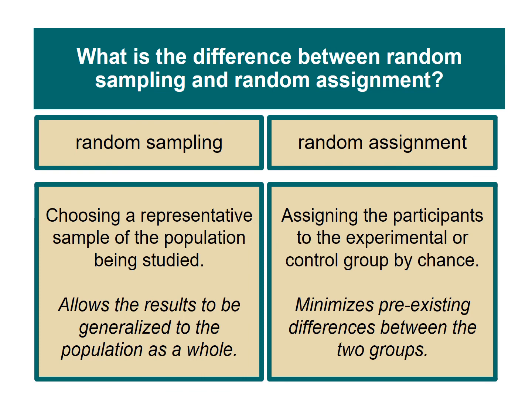Difference between random sampling and random assignment. Random sampling, you choose a representative sample of the population being studied. Random assignment, you assign participants to the experimental or control group. That minimizes pre-existing differences between the two groups.